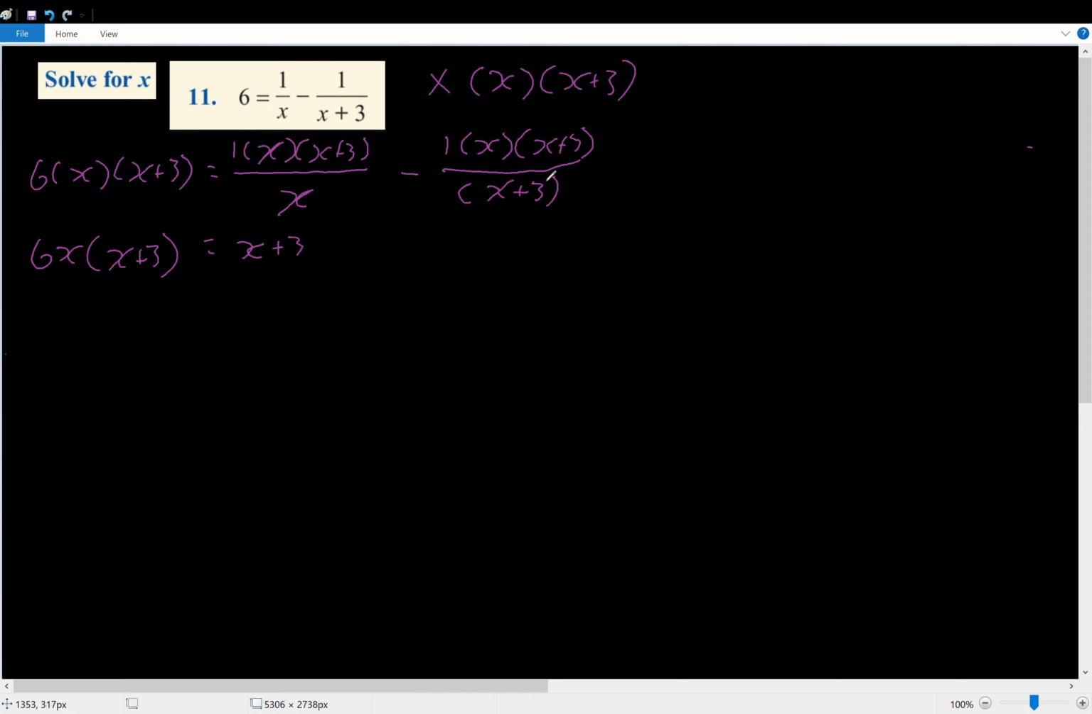In our second fraction we have a multiplied by x plus 3 and a divided by x plus 3, so they cancel each other out. So we're just left with 1 times x, which is just x.